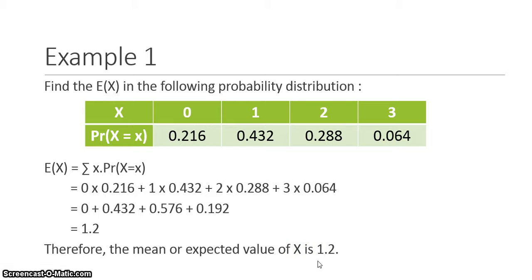If you look closely at the table as well, you will see that 1 has the highest probability, 0.432, and 2 has the second highest probability, 0.288. So it makes sense that the average of this distribution, or the expected value of x, is a value between these two values, between 1 and 2, and we get 1.2.